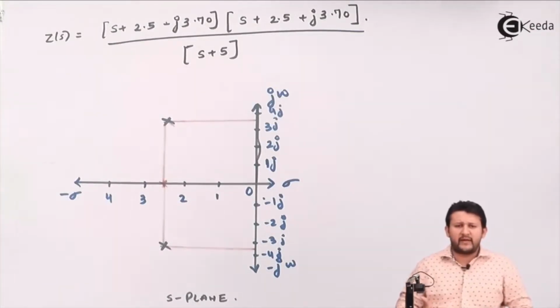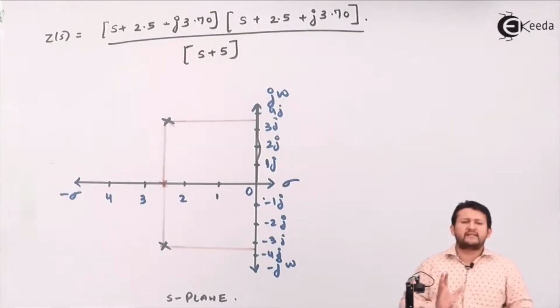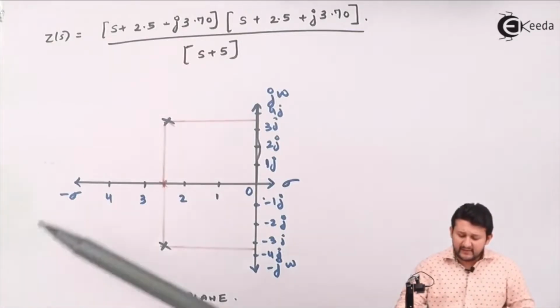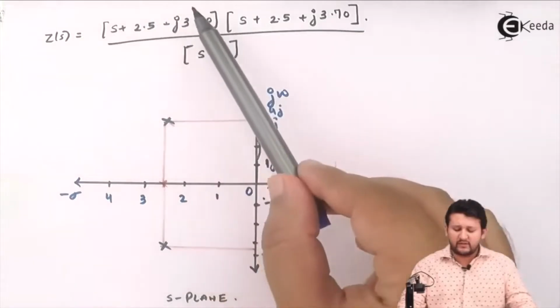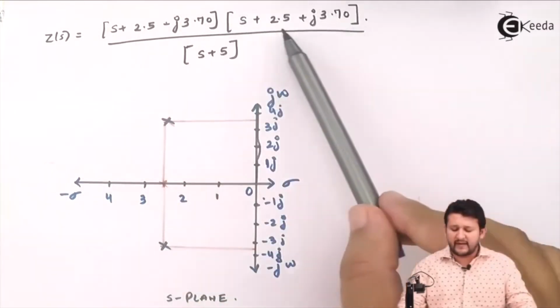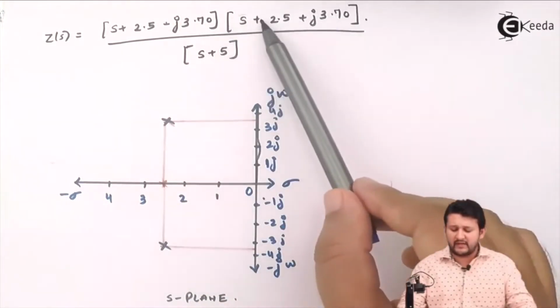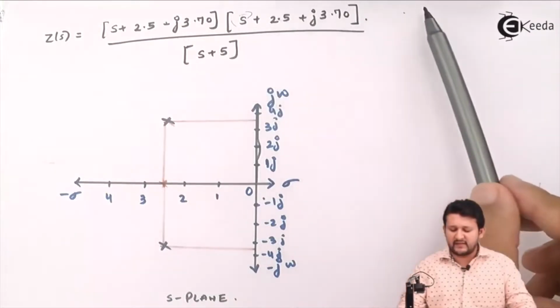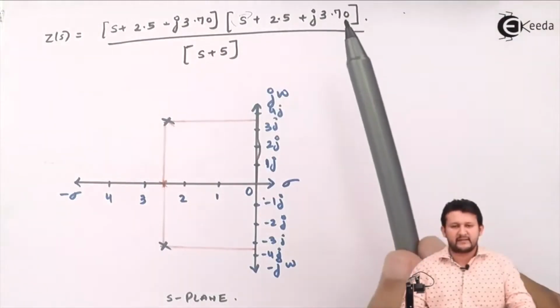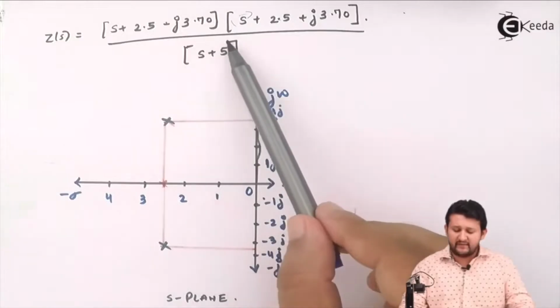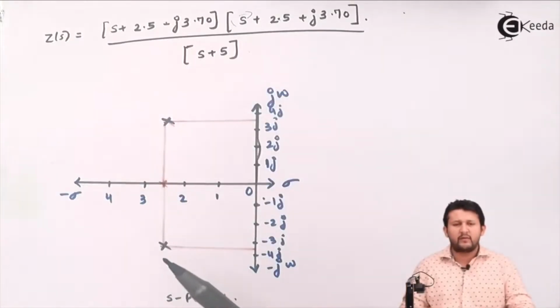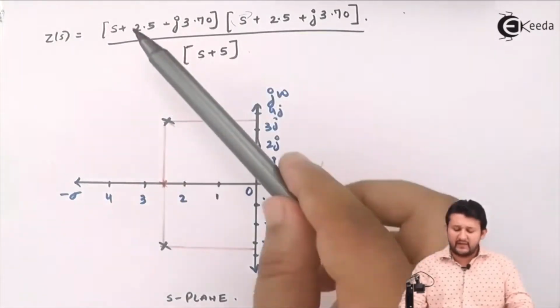And when I talk about plotting, I only need to plot the value of S. That means I have this bracket, put it equal to 0, so I'll get the S value. This bracket, put it equal to 0, so I'll get the value for S. So then I shift this part on my array. So S plus 5 equal to 0, so S equal to minus 5. So I have three values.